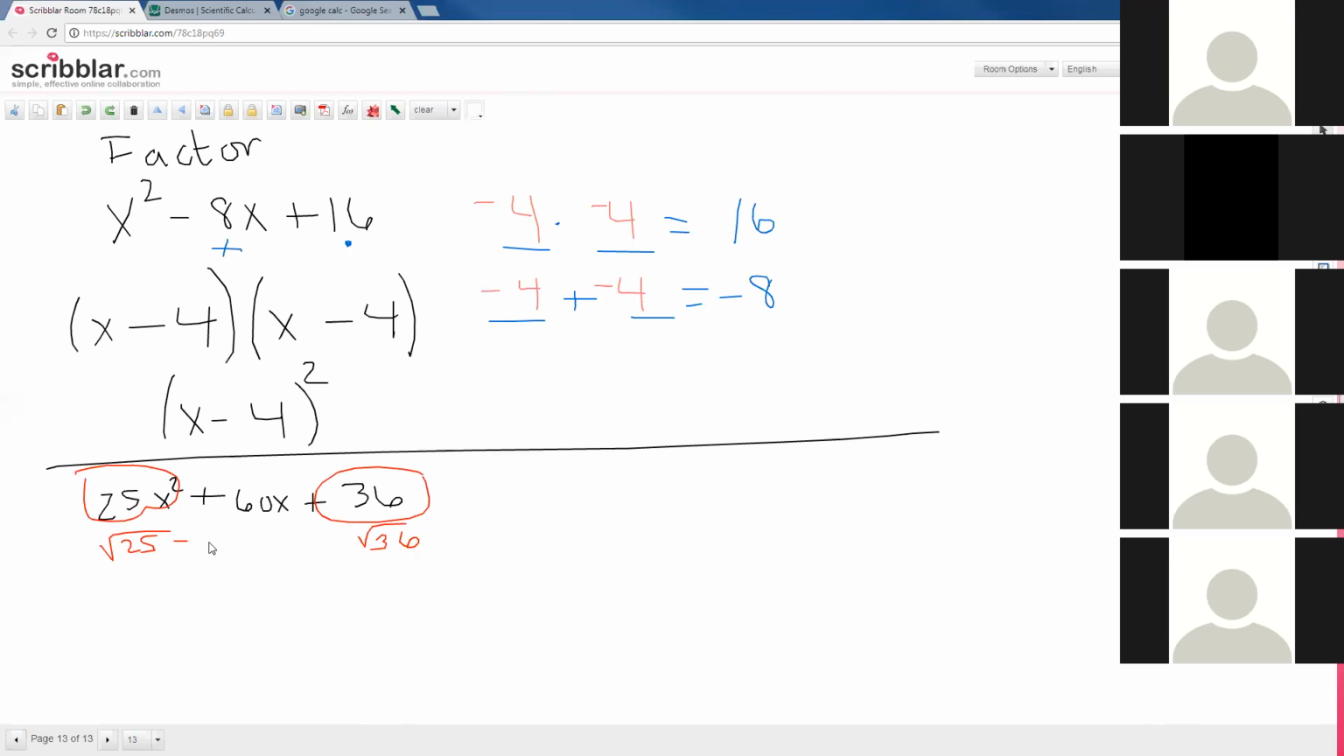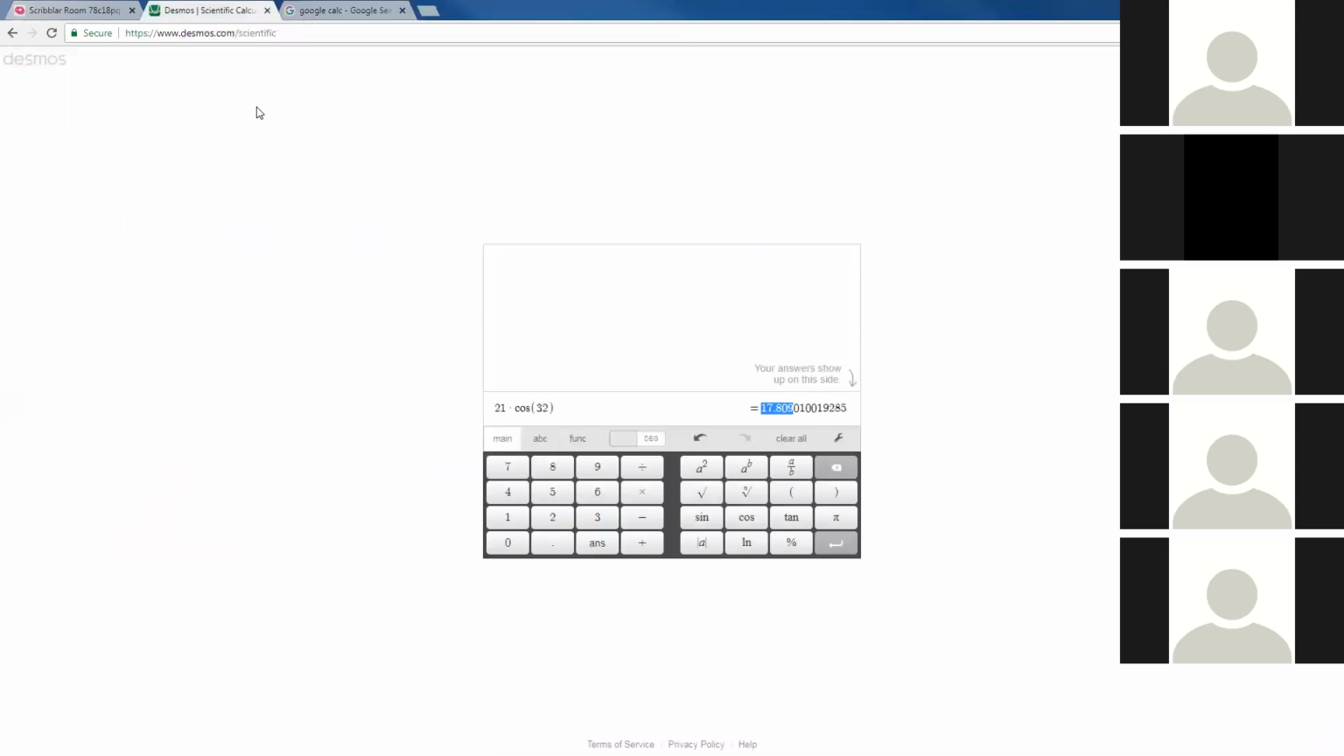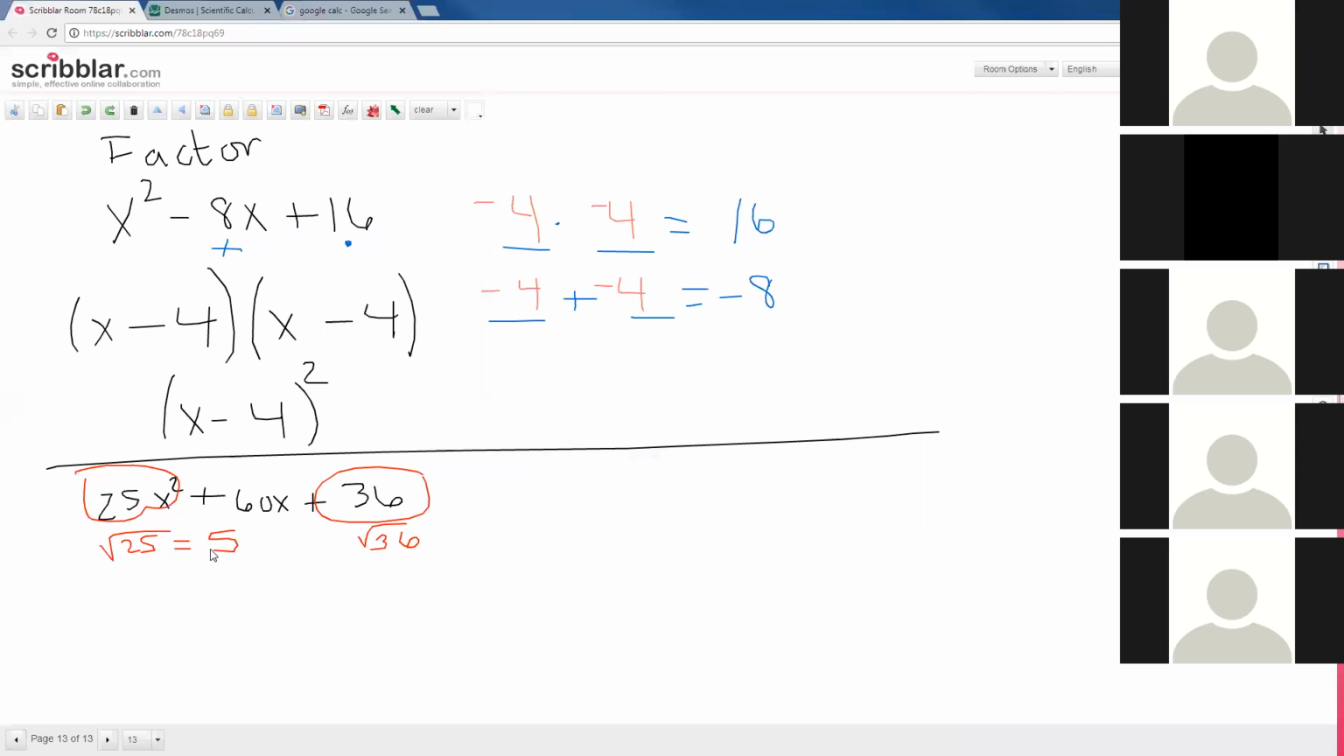Square root of 25 is 5. If you're not sure, go to a calculator. It's usually a check mark button. So square root of 25 gives us 5. Or you could use your Desmos calculator, still a check mark button. Square root of 25 still gives you 5. So these square roots, just plug it into a calculator. You may use a calculator on your final. And the square root of 36 is 6.